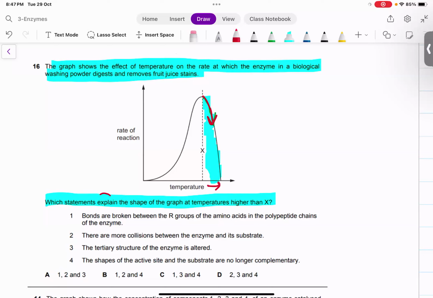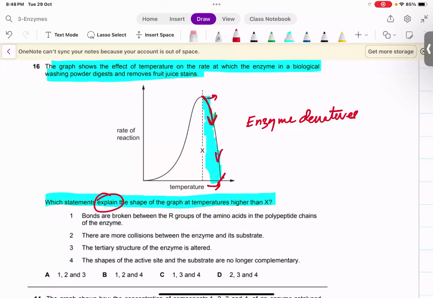So the question is, which statement explains this? As the temperature increases, the enzyme activity decreases. Why? As the enzyme denatures. As the temperature increases, the denaturation increases, and at this point it is completely denatured. At this point it has started denaturing, or started dissociating hydrogen bonds, and as a consequence the tertiary structure and even the secondary structure of an enzyme or protein is changed. So the shape of the active site changes, and consequently there are fewer enzyme substrate complexes formed.